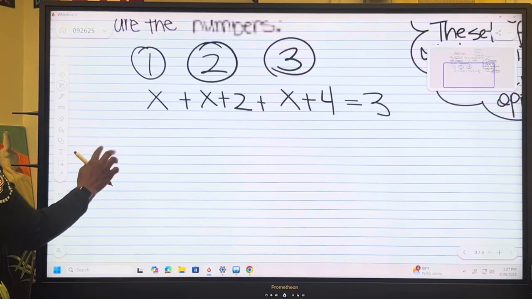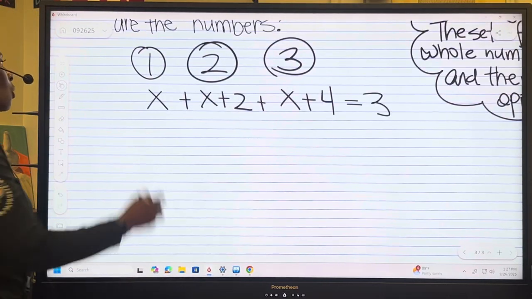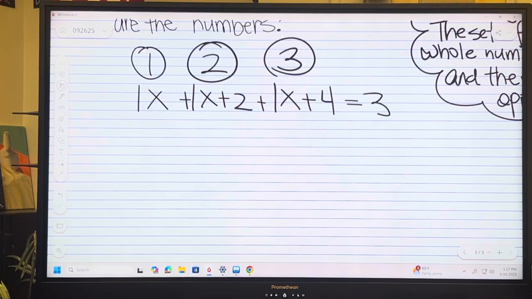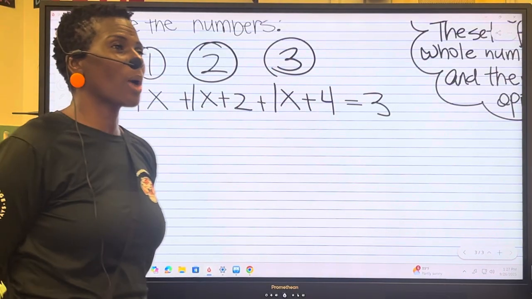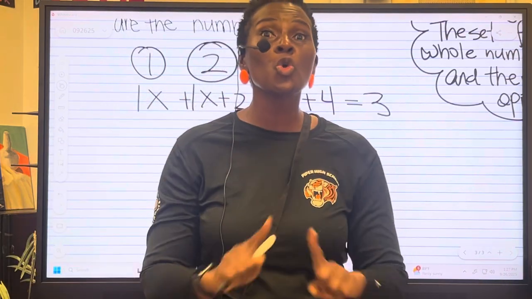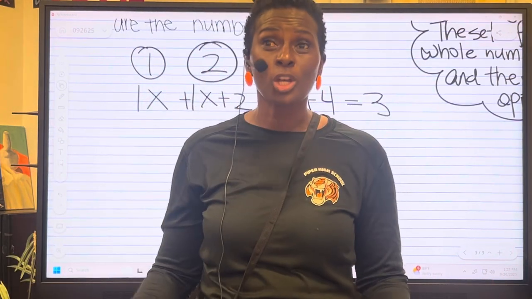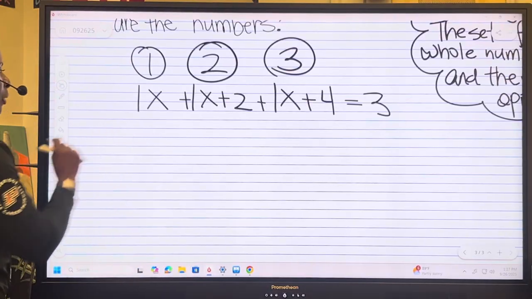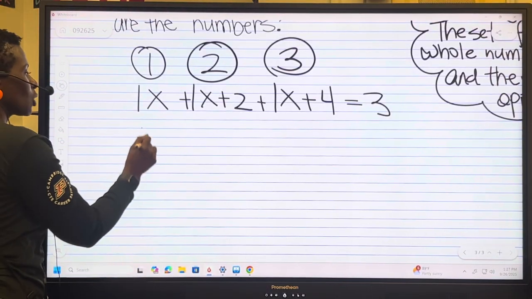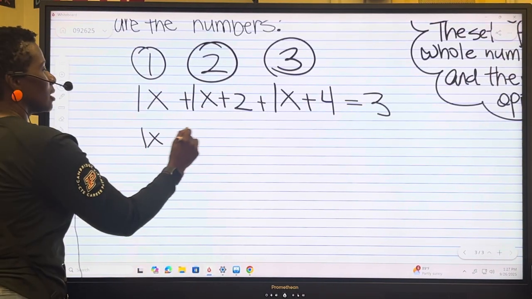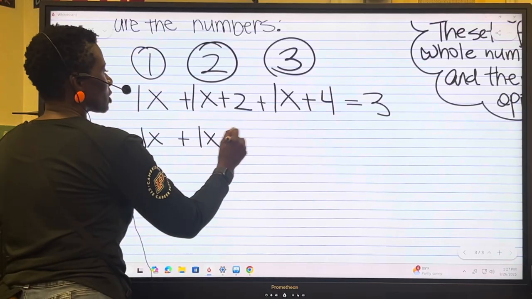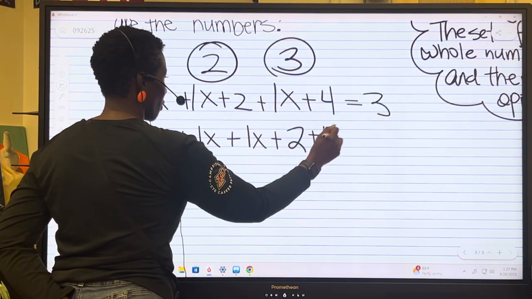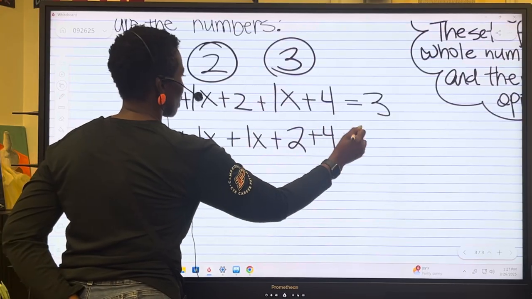Right? So, let's see what these numbers could be. What's the imaginary coefficients on these x's? 1. So I'm going to put a 1, a 1, a 1. And I don't like how this looks because I like all my like terms side by side. So what property am I going to use to move things around so that my like terms are side by side? Commutative. So tell me what to write on my next line. 1x plus 1x plus 1x plus 2 plus 4 equals 3.